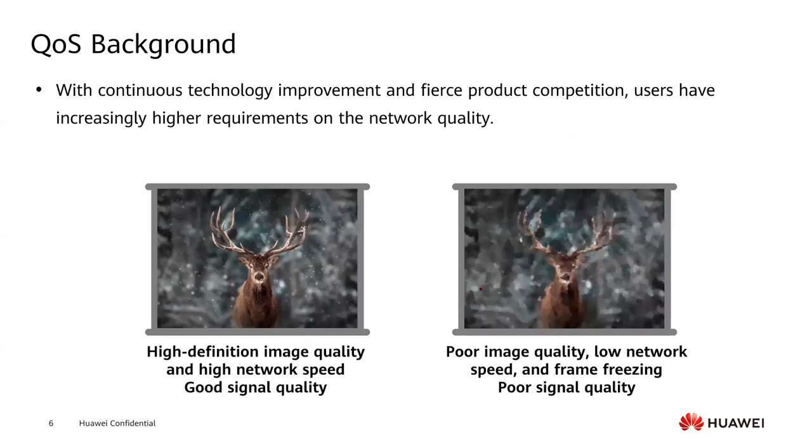Using the best effort way to forward packets, sometimes for certain services, there will be problems. For example, you want to transmit a picture, and on your side it looks like this, but on the other side, maybe it looks a little bit blurry. Because of the low network quality, sometimes there will be packet loss, or jitter, or maybe delay, which will affect the image.